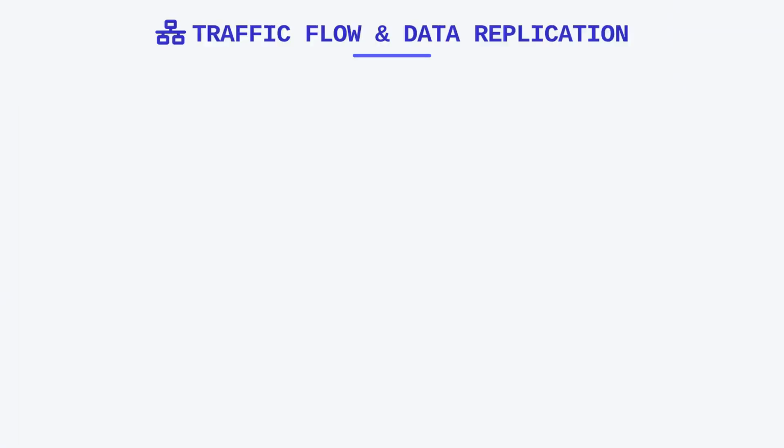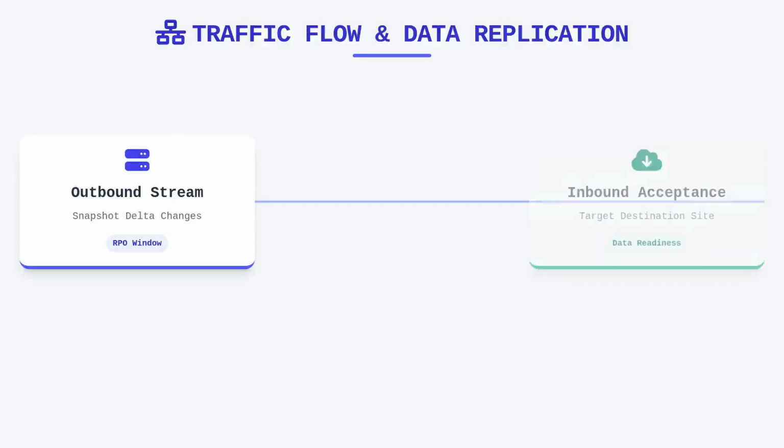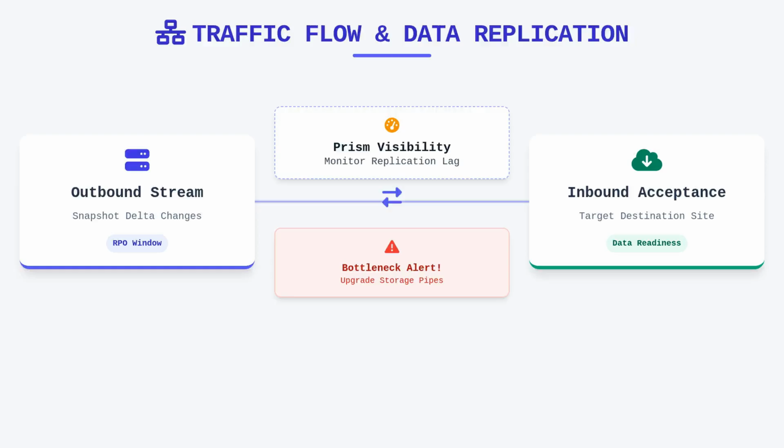Managing the flow of traffic requires a clear understanding of both outbound streams from the source and inbound acceptance at the destination. You must ensure that the underlying physical network links provide sufficient bandwidth to handle the snapshot delta changes within your configured RPO window. Otherwise, the system will fall into a state of replication lag.